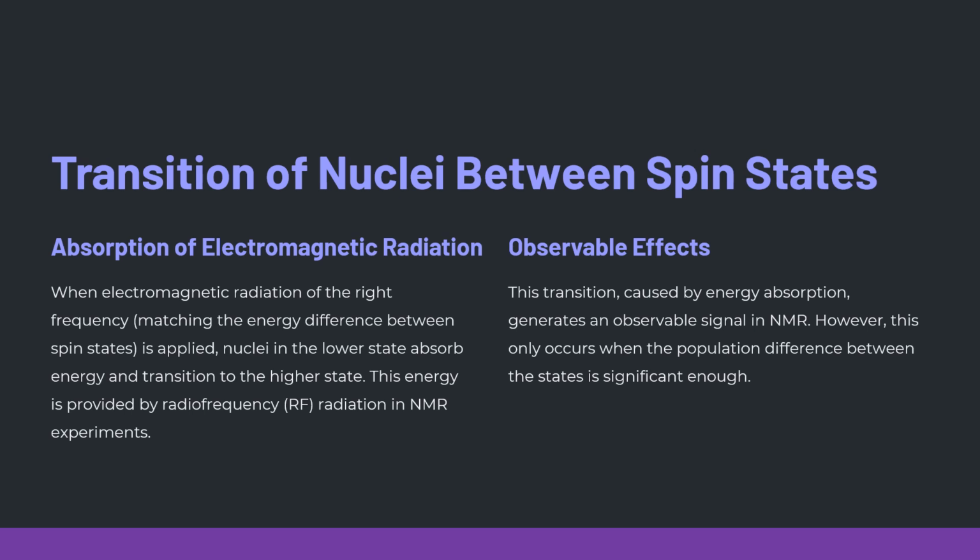However, this transition can only be observed when there is a significant population difference between the two spin states. The greater the difference in the number of nuclei in the lower and higher energy states, the clearer the resulting NMR signal.